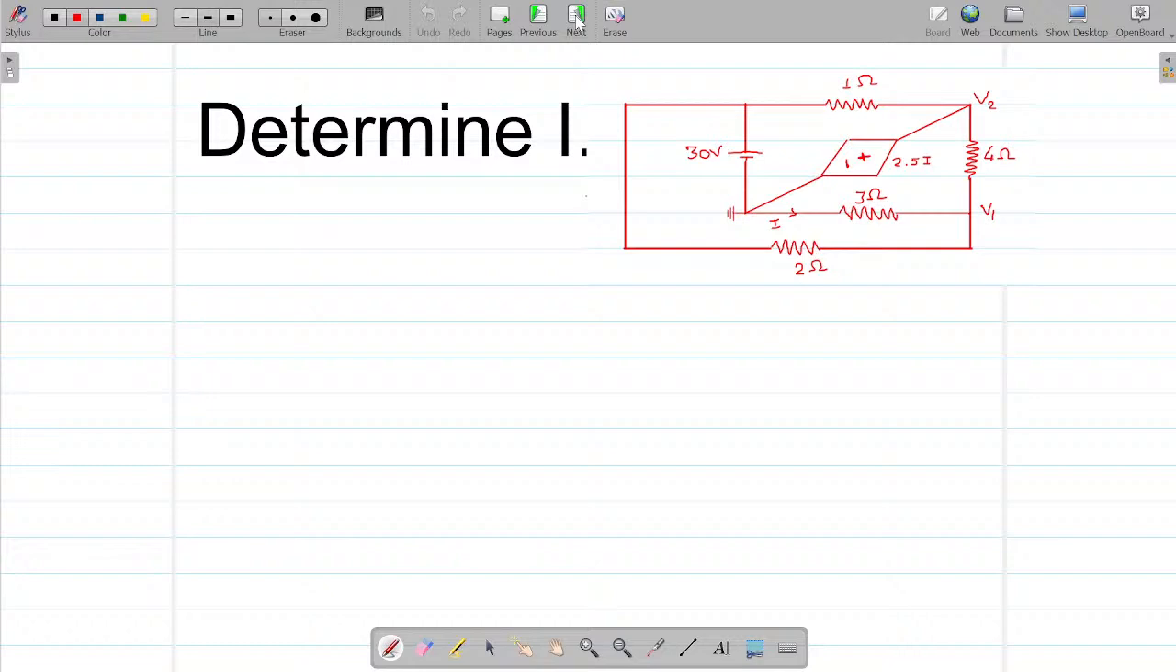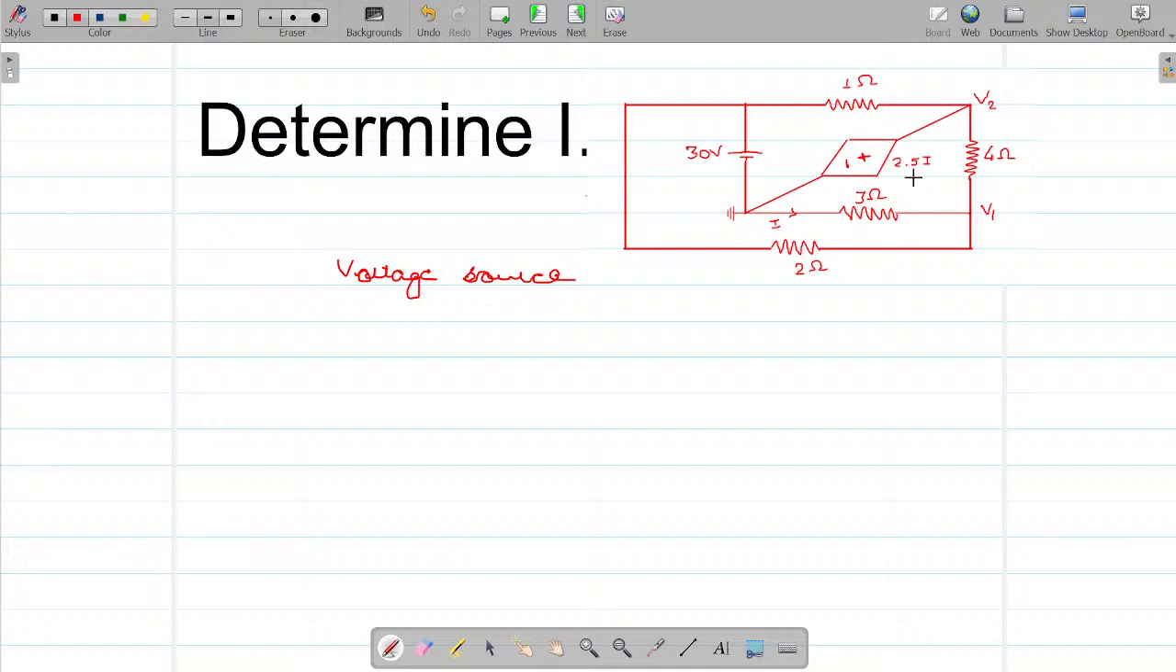See, what is the symbol given here? It is plus minus. So can I say it is a voltage source? Right? It is a voltage source.